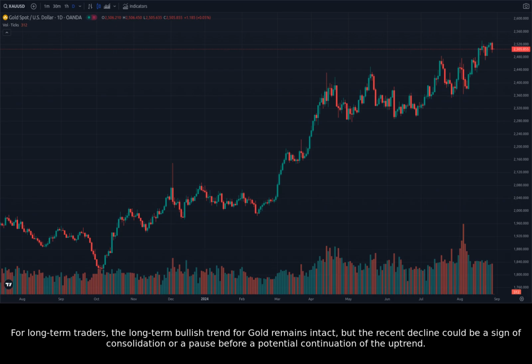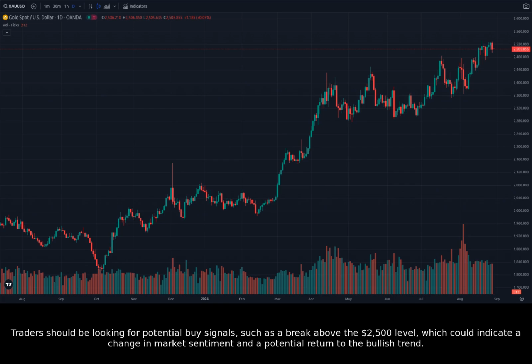For long-term traders, the long-term bullish trend for gold remains intact, but the recent decline could be a sign of consolidation or a pause before a potential continuation of the uptrend. Traders should be looking for potential buy signals, such as a break above the $2,500 level, which could indicate a change in market sentiment and a potential return to the bullish trend.